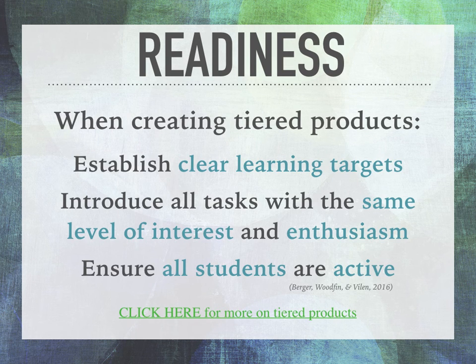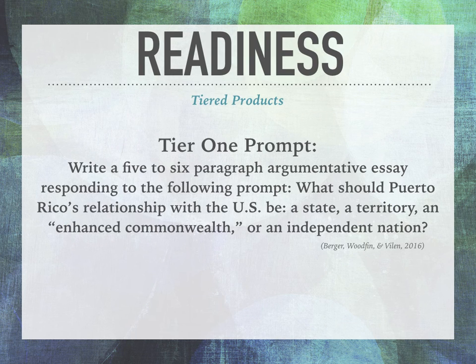So when creating tiered assignments, it's important to establish clear learning targets. All students are working towards the same goal since you're assessing the same concept for every student, so it's important that the tiered products be designed with the same core learning targets in mind. And it's also important to introduce every task with the same level of enthusiasm and interest, and make sure that all students are equally involved and active. A way you could do this is to make sure all activities are interesting. Definitely don't make one activity easier or harder than the others. And for more on tiered products, you can click there. I attached the link. So let's go ahead and see an example.